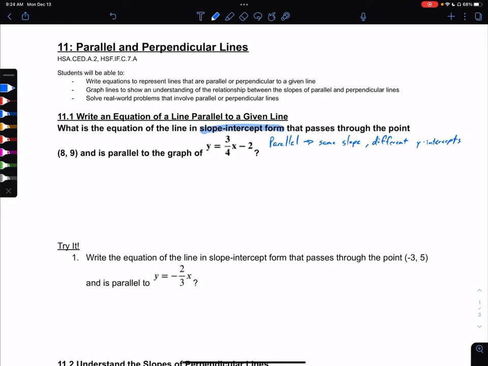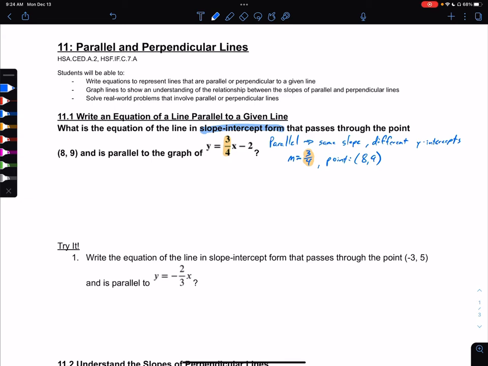And in this problem, if it's parallel, we know that the slope, our m value, is going to have to be the same m value of the equation that they give us. So we want something parallel to the graph of y equals 3/4 x minus 2. So my slope is going to have to be 3/4. And then the other piece of information I have is a point. They give me the point (8, 9). So my answer has to go through that point.